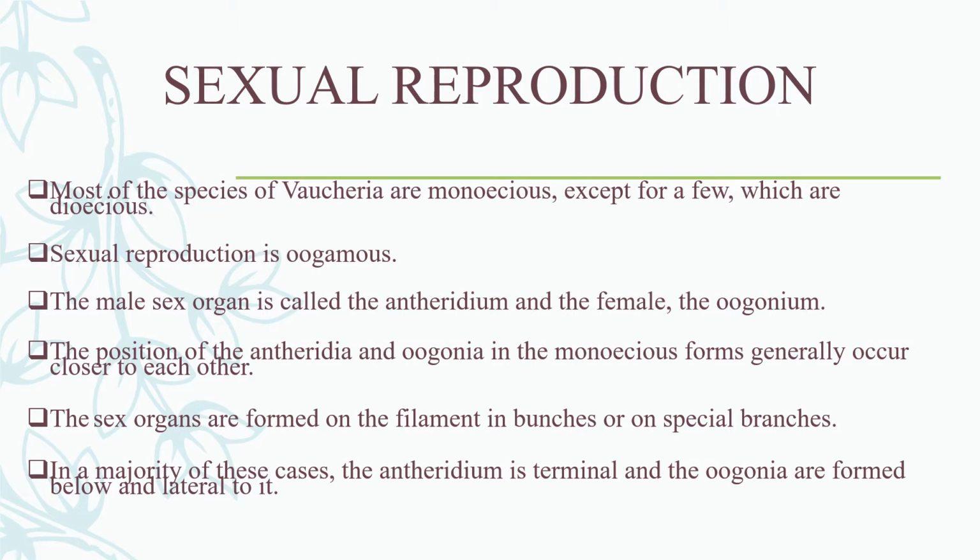Sexual reproduction. Most of the species of Vaucheria are monoecious, except for a few which are dioecious. Sexual reproduction is oogamous. The male sex organ is called the antheridium and the female the oogonium. The position of the antheridia and oogonia in the monoecious forms generally occur closer to each other. The sex organs are formed on the filament in bunches or on special branches.